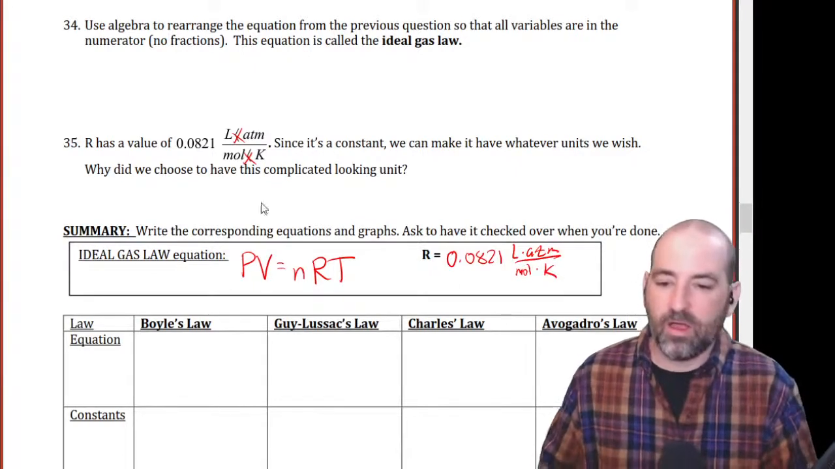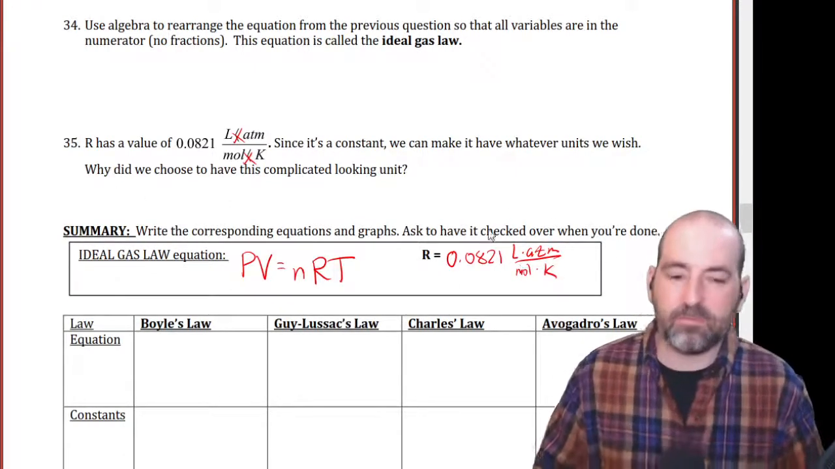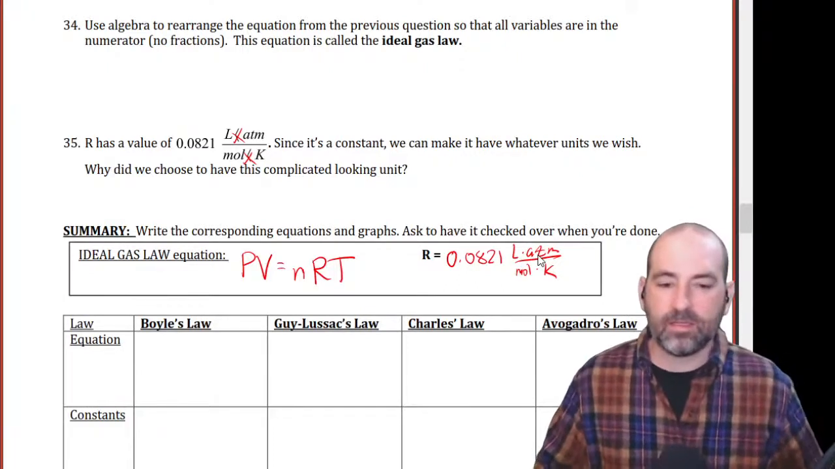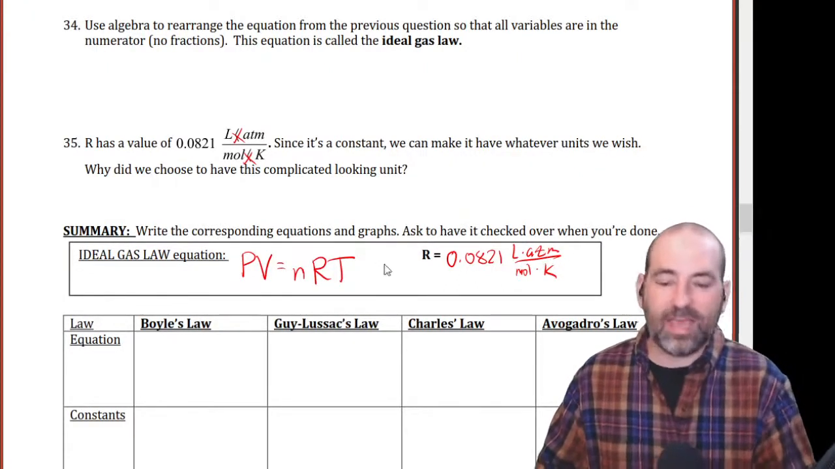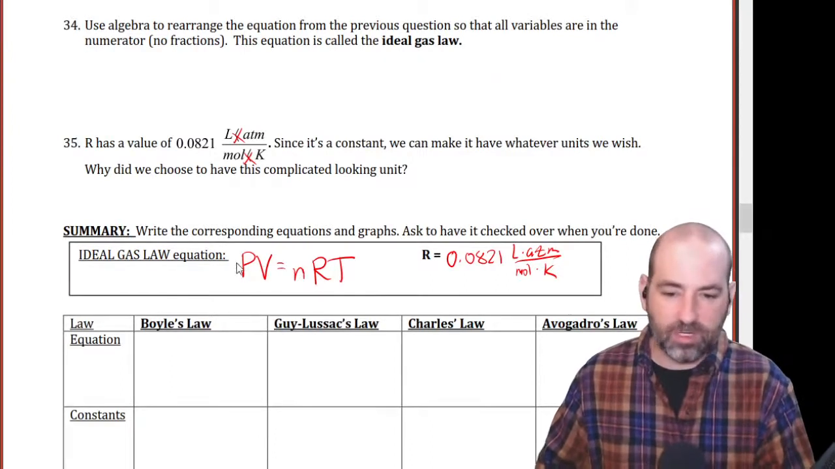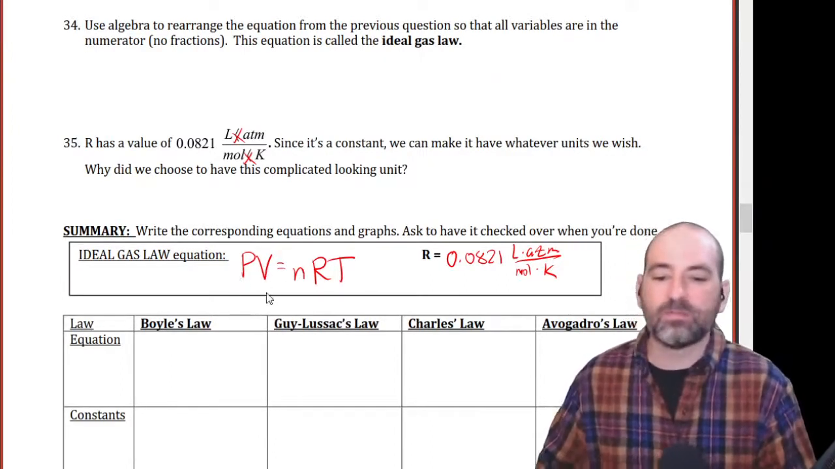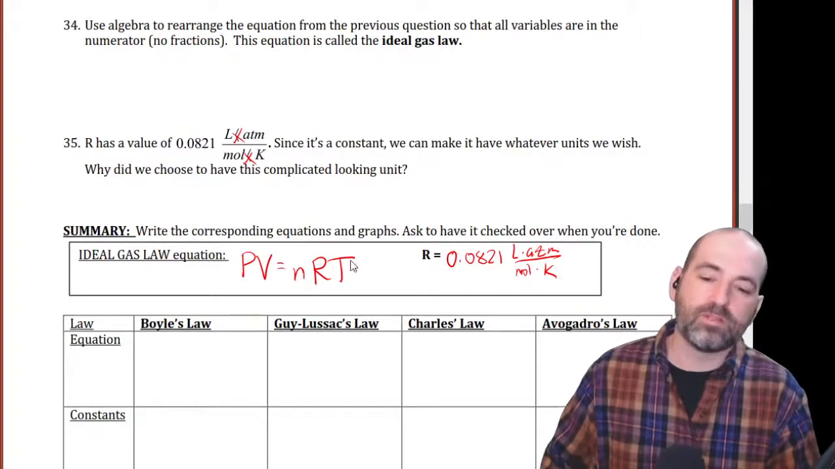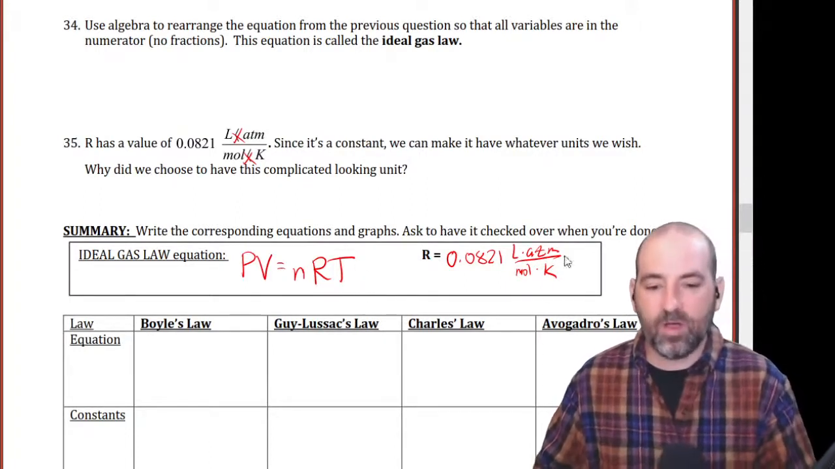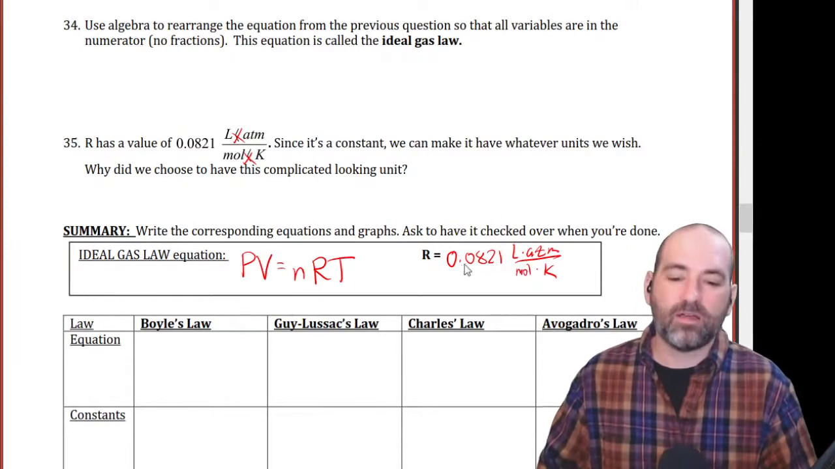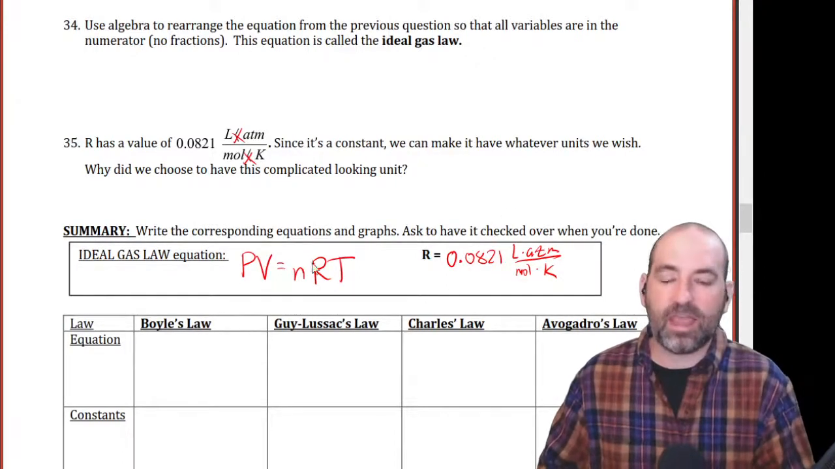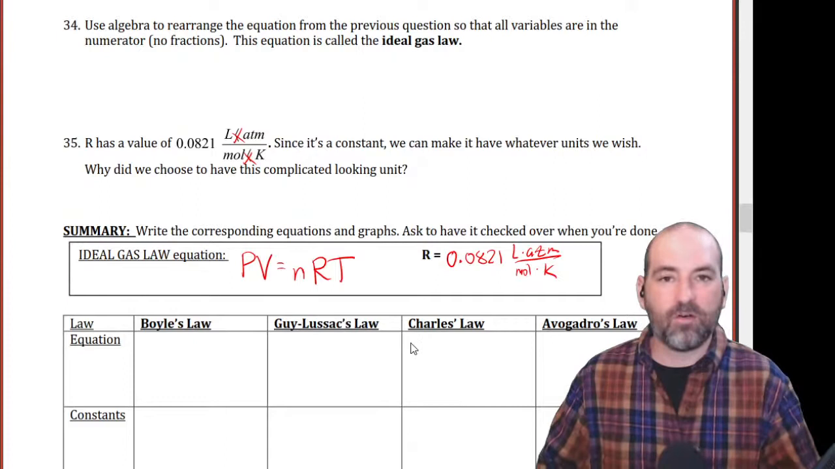And there's a question here, why is this weird unit there? And the reason is that that's what it has to be to cancel all the other units, because pressure is in atmospheres, volume is in liters, N is moles, and temperature is in Kelvin. So those all exist here because the R has to kind of cancel everything when you're trying to solve for one or the other.